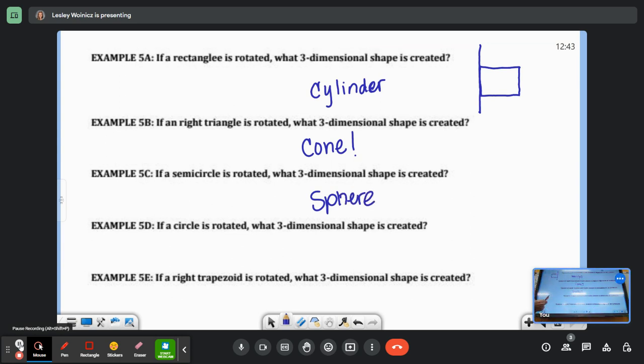Okay, if we rotate a circle, what three-dimensional shape is created? A donut.